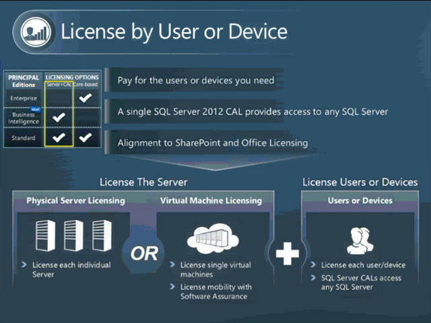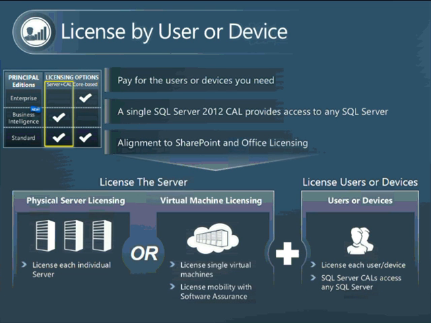And it does align to SharePoint and Office licensing, and this, I suspect, is the reason that they've included the Business Intelligence Edition in this particular mode, because Business Intelligence with Microsoft as a platform relies very heavily on Office and potentially SharePoint to deliver data to the end user. So it allows you to scale up your licensing along with the way that the rest of that solution is going to be licensed.